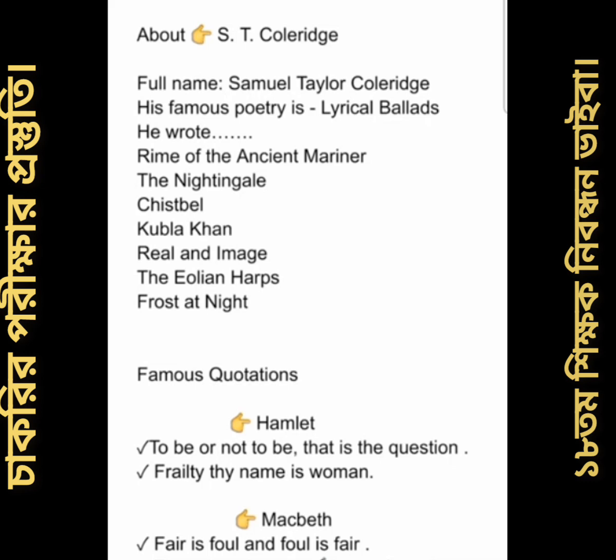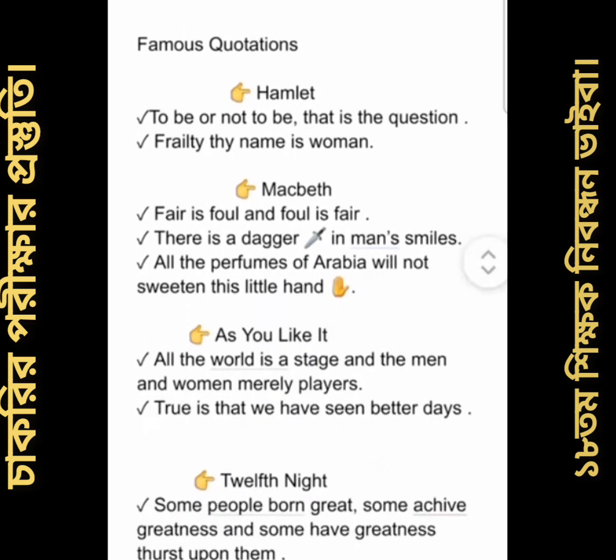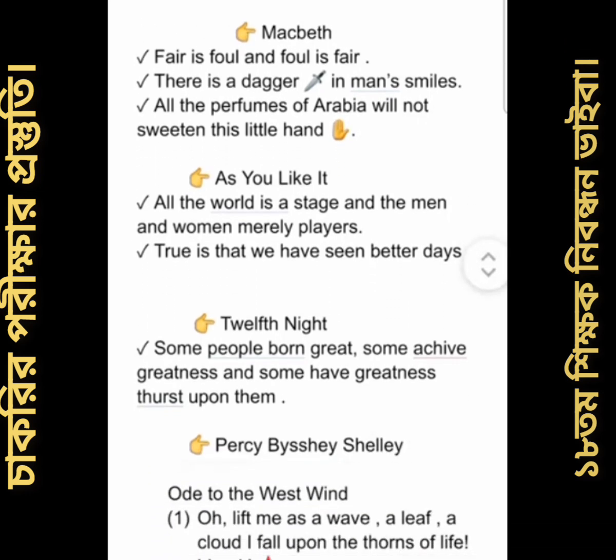Frost at Midnight. Famous quotations, Hamlet: To be or not to be, that is the question. Frailty, thy name is woman. Two famous quotations are in Hamlet. Macbeth: Fair is foul, foul is fair. There is a dagger in man's smile. All the perfumes of Arabia will not sweeten this little hand.